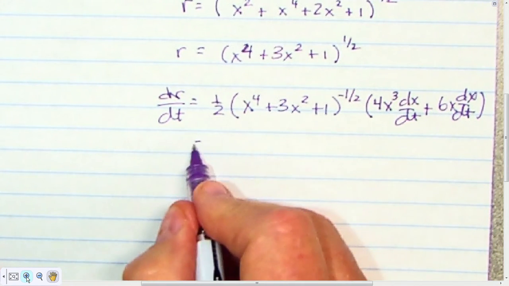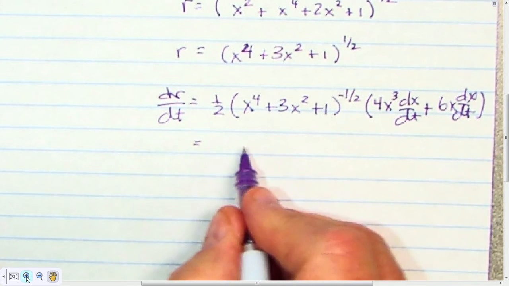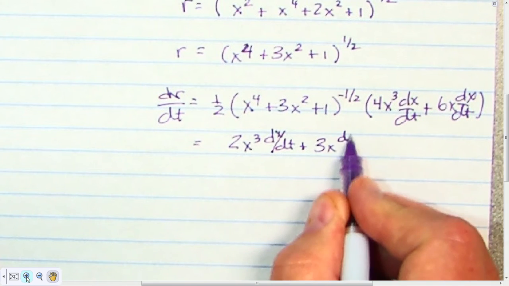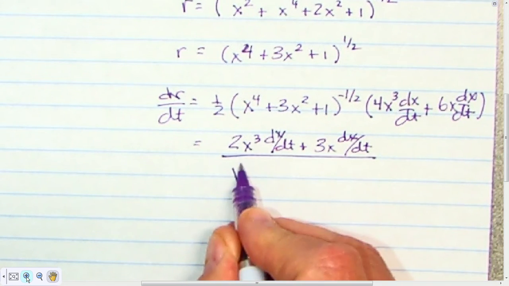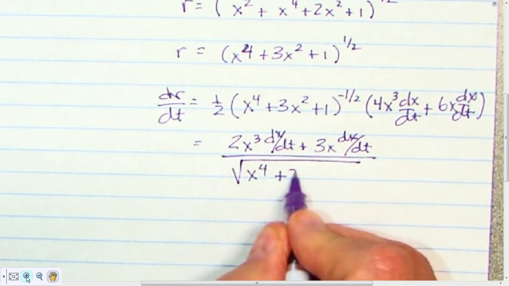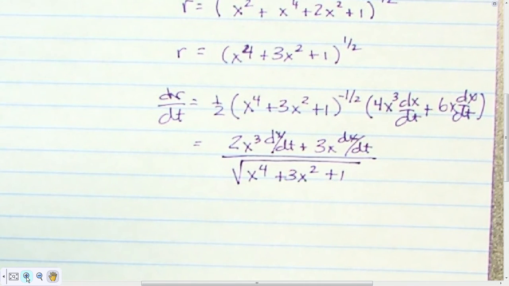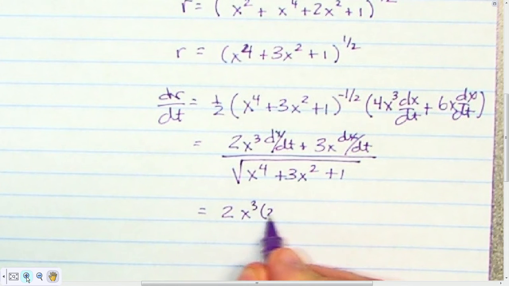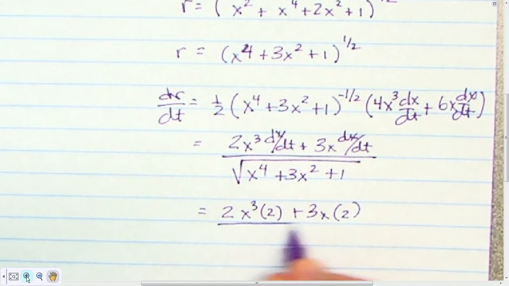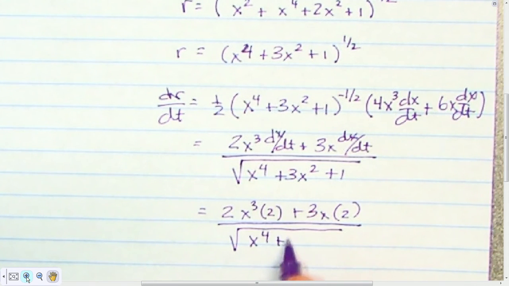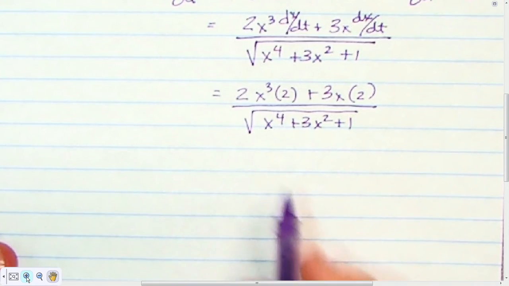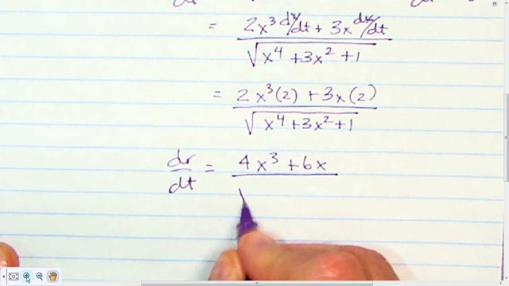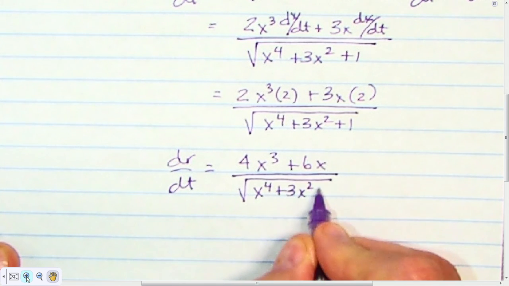Okay, if I want to clean that up a little bit, I can divide everything by 2 over here and get 2x cubed dx/dt plus 3x dx/dt all over the square root of x to the 4th plus 3x squared plus 1. Now all I have to do is substitute in the 2 for dx/dt, and I'm going to have 2x cubed times 2 plus 3x times 2 over the square root of x to the 4th plus 3x squared plus 1, and I'm left with dr/dt equal to 4x cubed plus 6x divided by the square root of x to the 4th plus 3x squared plus 1.